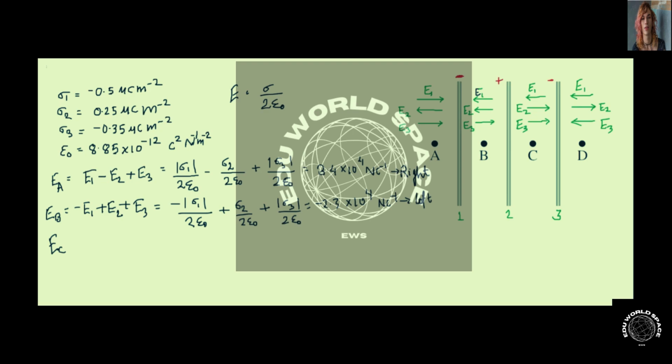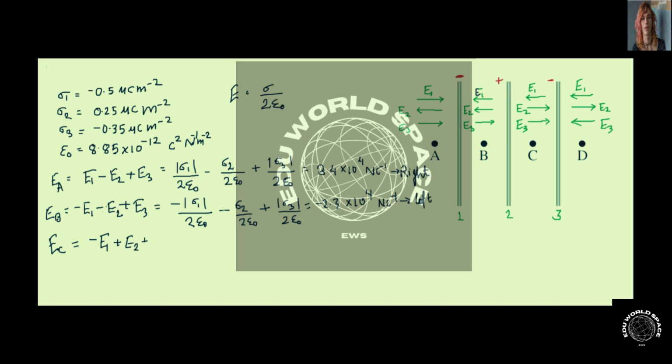Similarly, for EC, electric field at point C, it can be written as minus of E1 plus E2. I missed a sign here. For E2, in place of E1, this is E1 minus E2. But don't worry, the calculation is all right. Okay, so it is just a change of sign here. I have calculated correctly. Okay, so let's continue with EC now. So minus E1 plus E2 plus E3.